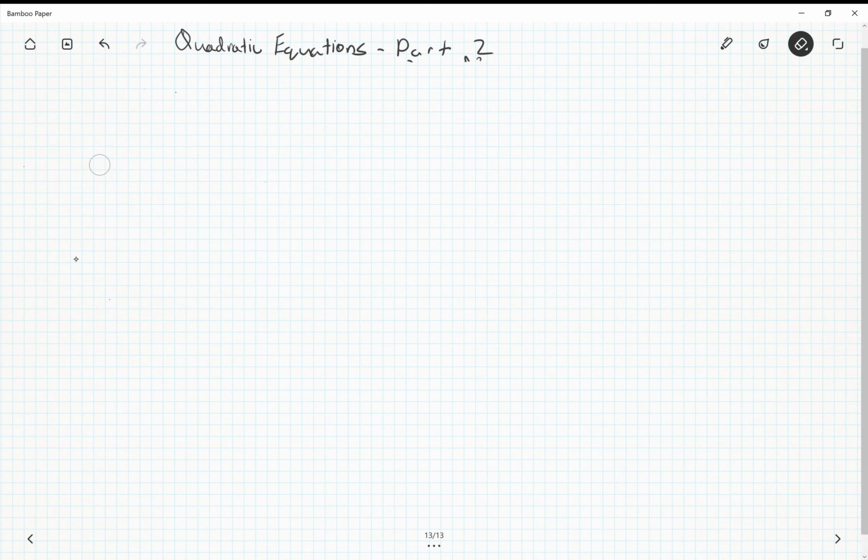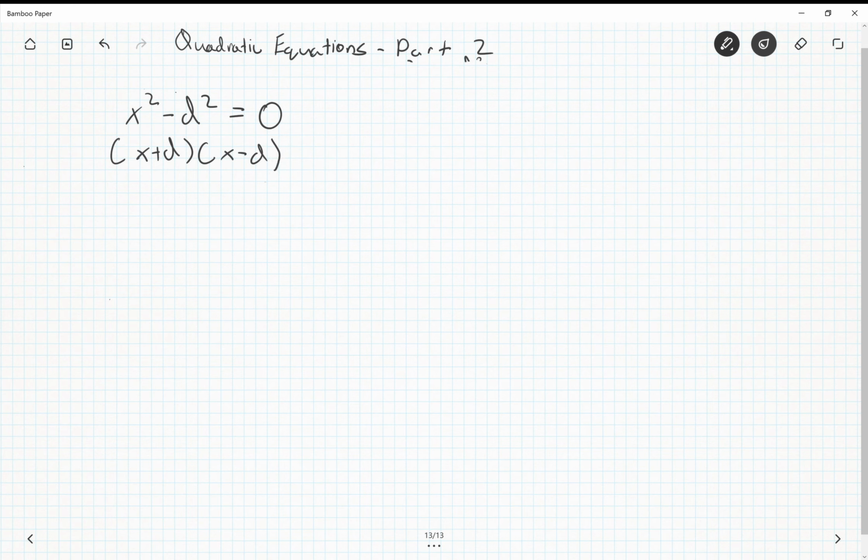Okay, the second quadratic equation I would like to show you is x squared minus d squared equals 0. And what that essentially means is that x squared minus d squared is the same as x plus d times x minus d. So this is another way of writing x squared minus d squared. Never forget this. It equals 0, and then from that point on we would try to find x. So let's use an example.